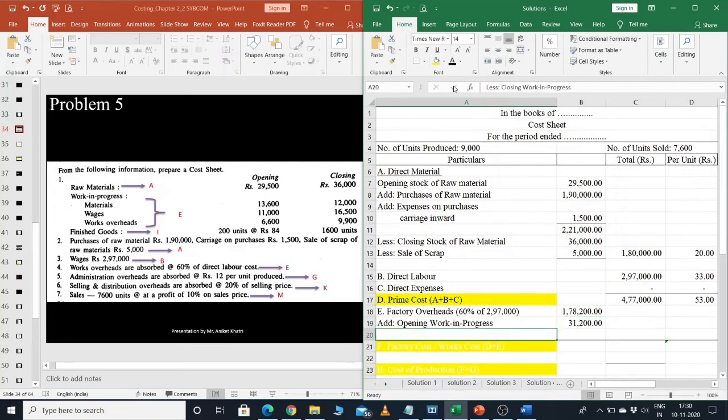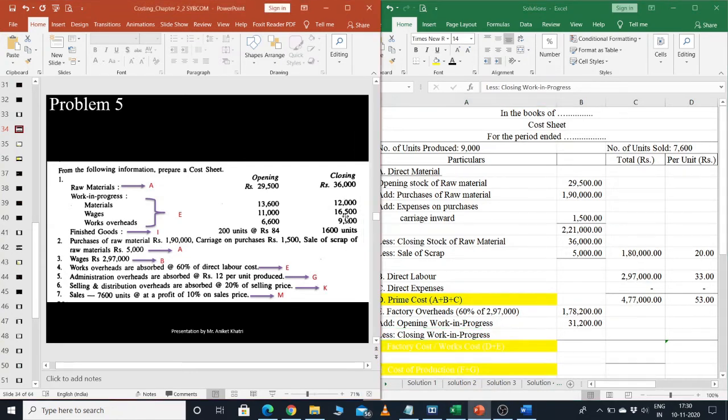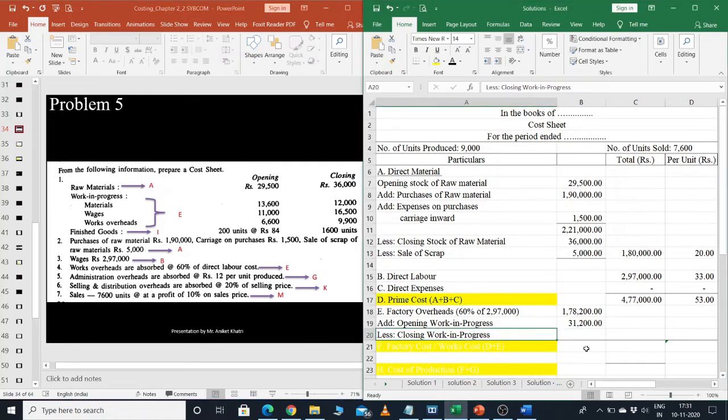Okay, and again we need to minus work in progress. So minus work in progress means these three figures you need to add up. That is 12,000, 16,500 and 9,900. So this is 38,400. If you do the total, it is 1,71,000 and per unit is 19 rupees. And just quickly add this, you will get the figure 6,48,000 in total and 72 for per unit. This is our factory cost.